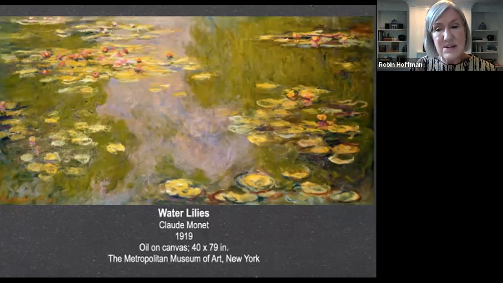He's buried in the cemetery of the Giverny Church, and his heirs bequeathed his Giverny home and gardens to the French Academy of Fine Arts in 1966, and they are open to the public. And if you are ever in the area, it is certainly worth a visit.